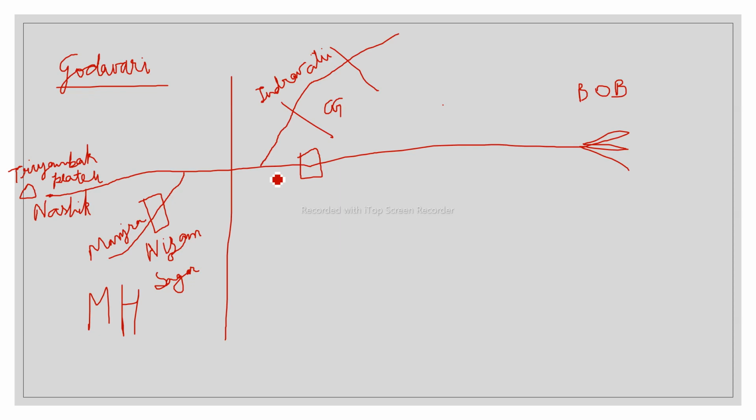Indravati National Park is also there in Chhattisgarh, from where Indravati is flowing. Now there is this dam. This is called Shri Ram Sagar Dam. Now let us come to Andhra Pradesh. So this all was Telangana.